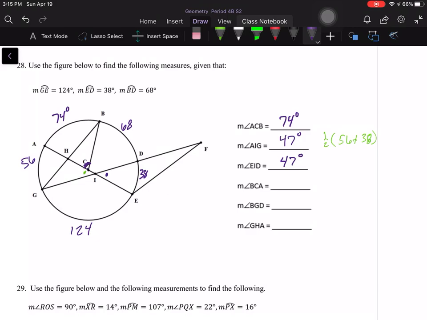Measure of arc BCA. So BCA, that's the same thing as the first one there. That's a central angle, so that's 74 degrees.